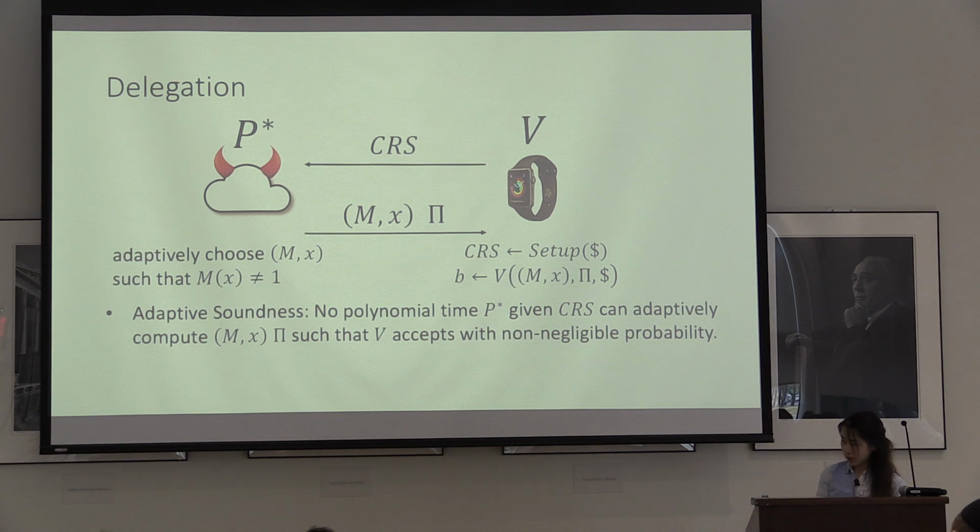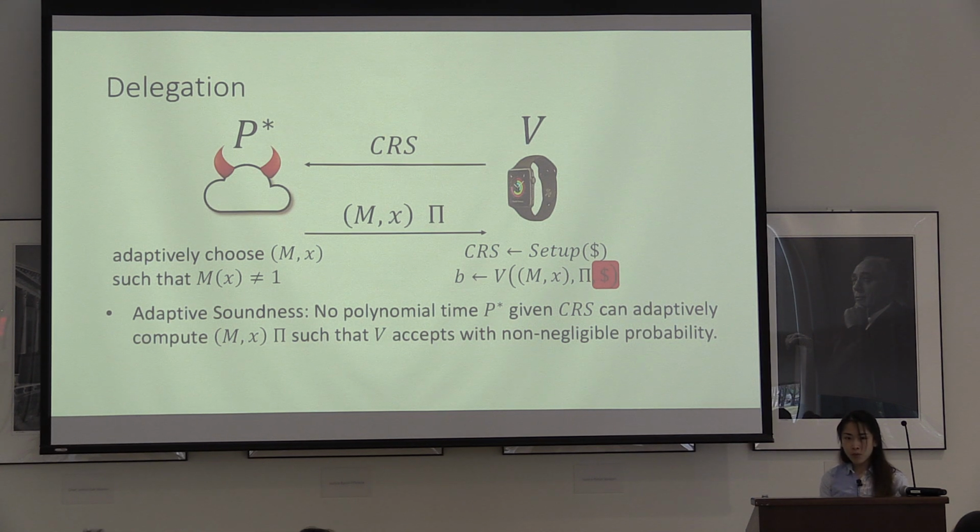We want it to be the case that there's no polynomial time adversary that, given the CRS, can adaptively compute MX and pi such that the verifier accepts with non-negligible probability. In a lot of schemes, soundness will only hold if the random coins used for verification are kept hidden. But unfortunately, in a lot of cases, these random coins are required for verification. So a key point in this talk is that in a lot of delegation schemes, we can't publicly pass around these secret coins, yet they're required for verification.